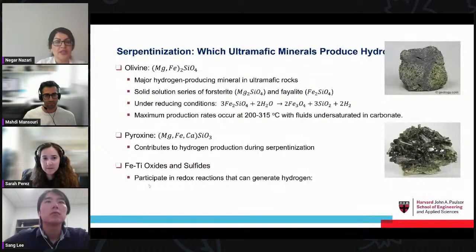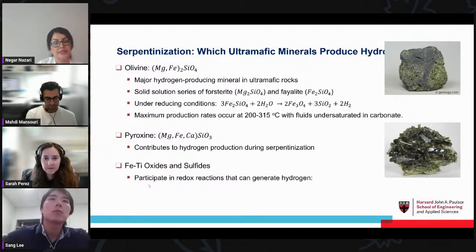That area is very unknown. Serpentinization, which is considered a very important source for producing hydrogen, involves some specific rocks or minerals that can produce hydrogen. Olivine is the first one. Olivine is a mixture of magnesium and iron. The magnesium part is forsterite, the magnesium silicate, and the iron part is fayalite. The interesting part that we are interested in is the fayalite.